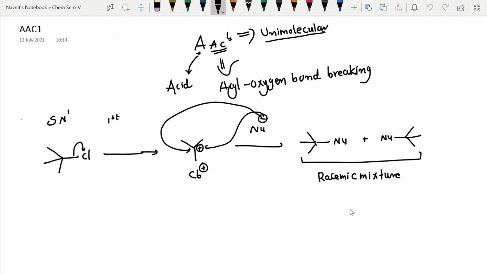In the case of SN1, the first step is the rate determining step, and this step is slow. So the rate of SN1 depends only on the concentration of the substrate. And we know very well that SN1 proceeds only when the molecule is able to form a stable carbocation.